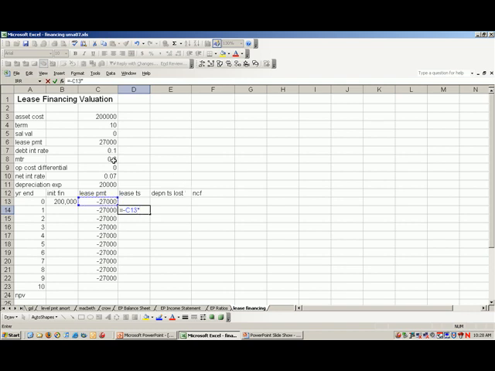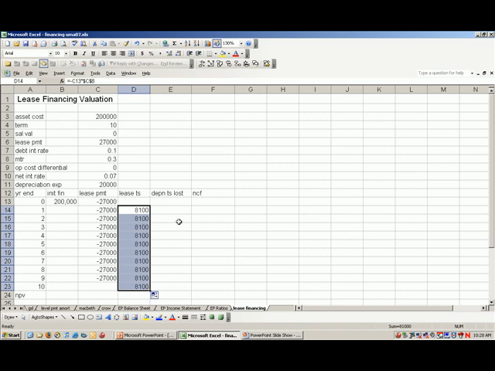times the firm's marginal tax rate. I'm going to lock the cell reference for the tax rate. So the lease tax shield in each year is $8,100. That is to say, the firm will get back from the government $8,100 of its lease payment because of the income tax deductibility of lease expense.